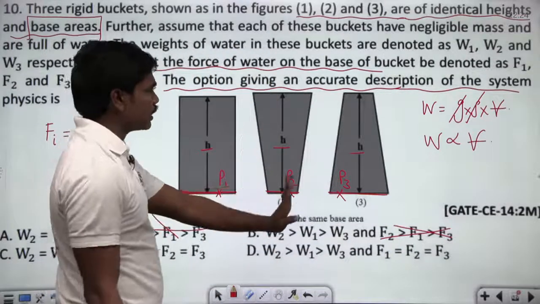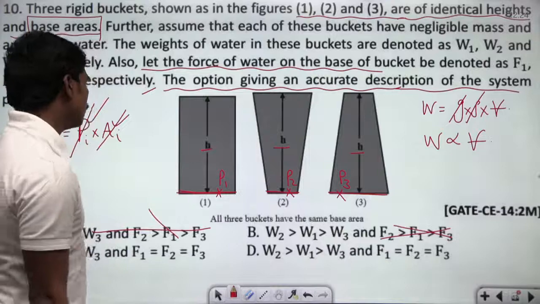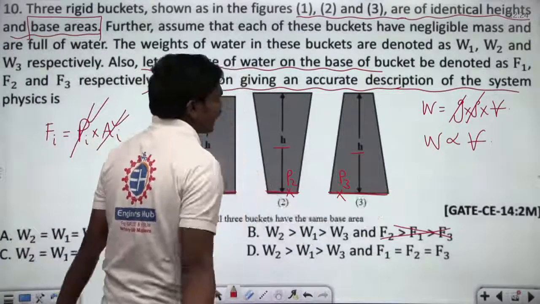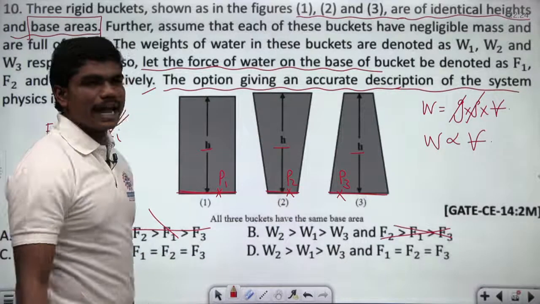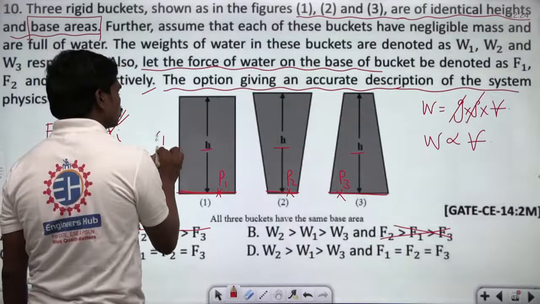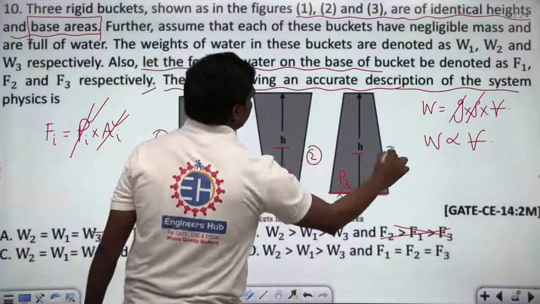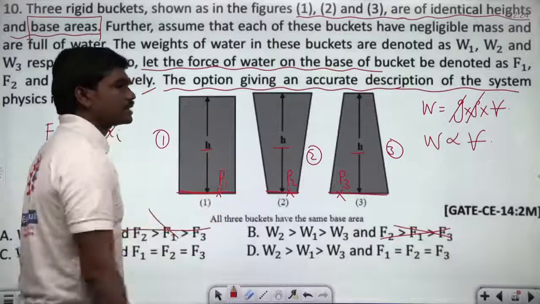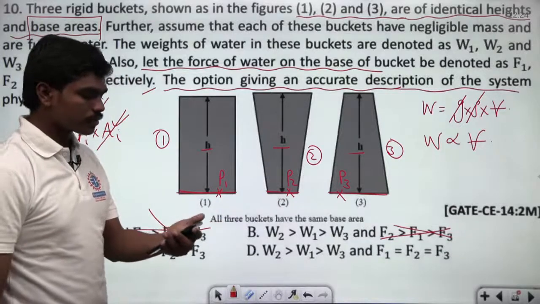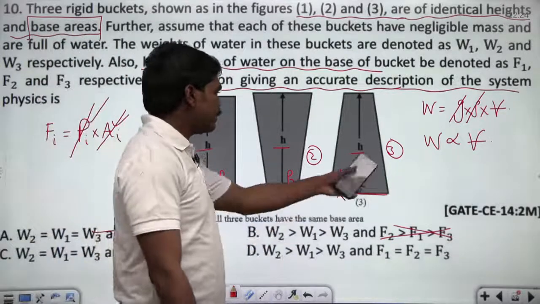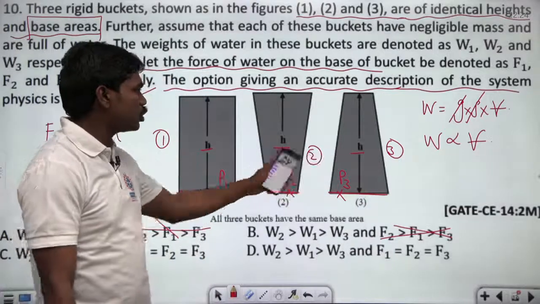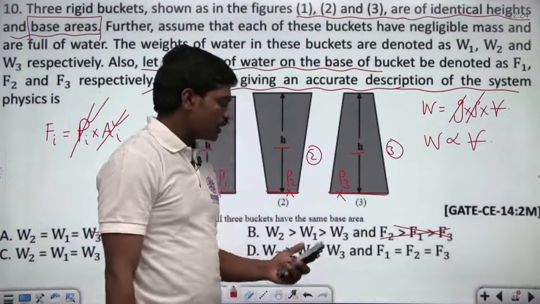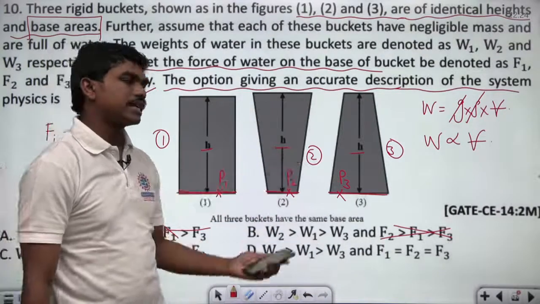Now you can see one thing very carefully. Out of all these three, if I name the buckets as 1, 2 and 3, and the base areas are the same, can you tell me which bucket has the highest volume? Can anyone tell me which bucket has the highest volume here? 1, 2 or 3? Assume all three base areas are the same.